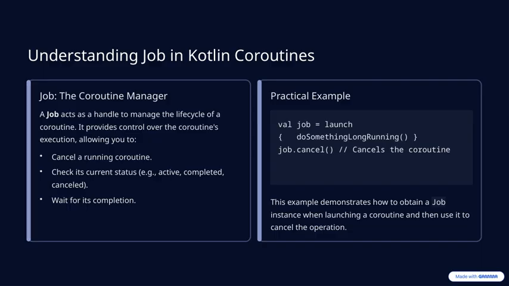Now, a practical example helps solidify this concept. When you launch a coroutine, you often assign it to a job variable. For instance, you might write val job = launch { do something long-running }. Later, if you decide to cancel that operation, you simply call job.cancel(). This way, you're actively managing the coroutine, stopping it when necessary. This example highlights how obtaining a job instance during launch gives you direct control over your asynchronous tasks. It's a key part of managing coroutines effectively and ensures you can handle long-running processes gracefully within your overall application flow.